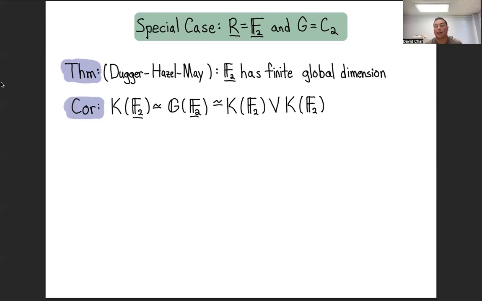So you can compute that the K theory of constant F_2 is the wedge of the K theory of the ring F_2 with itself. So this K theory is now completely known because you can just compare to G theory, where you can compute it using the spectral sequence.